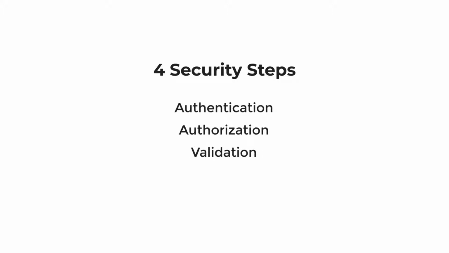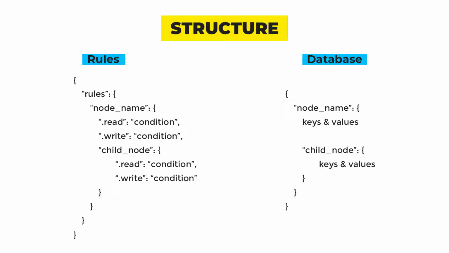The third step is data validation, which means that if a user has the right privilege, they still have to provide the data in a certain form or it will be refused. The final step is defining database indexes, which is more related to the performance of your app. Okay, that said, let's get started with the structure of the rules.